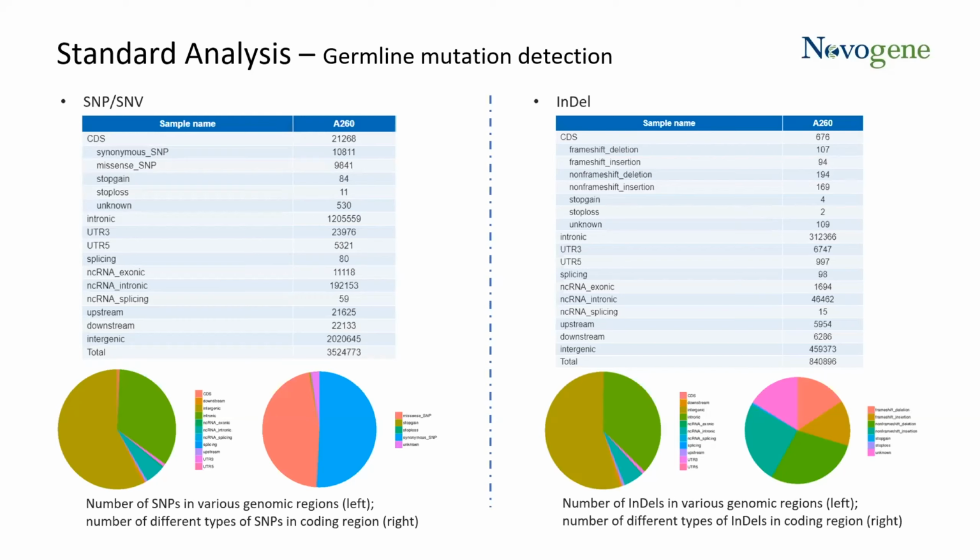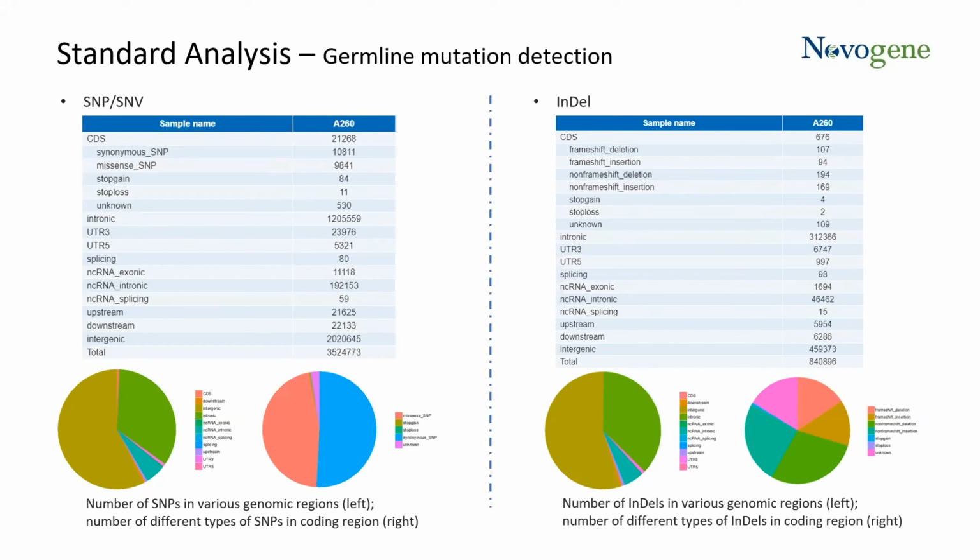And we also provide you with a list of what was found, as well as graphs with the number of variations found in the genomic regions, as well as the different types of mutations found in the coding regions, since those are the main target of studies. As an example, in the picture, the pie chart on the left represents the number of SNPs in various genomic regions, whereas the pie chart on the right represents the number of different types of SNPs, specifically in coding regions.